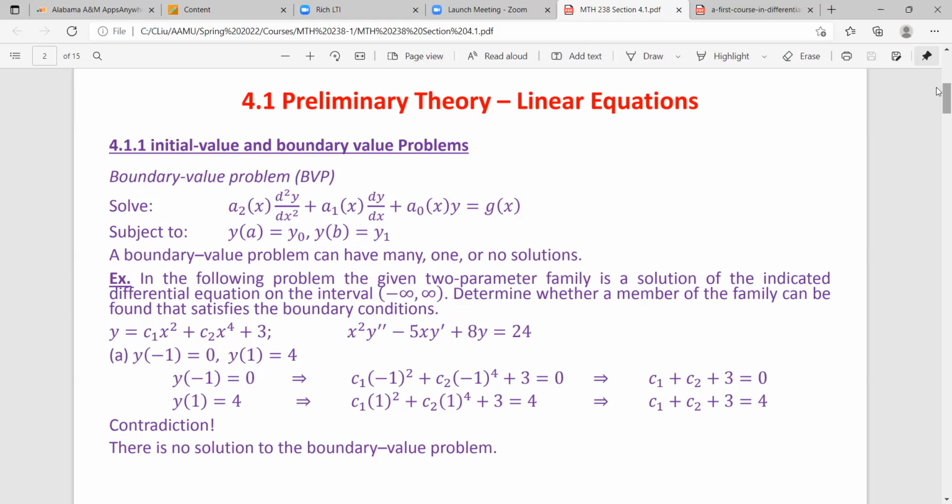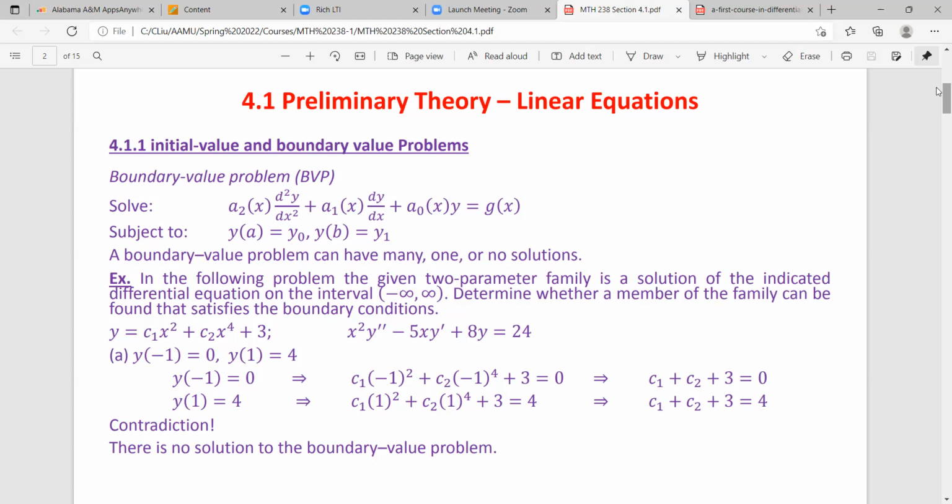You can see the condition is different from the initial value problem, because in the case of an initial value problem, you give the value of the function and the derivatives of the function at 1 point, x equal to a. But in this case, you are given the function value only, but at 2 different points. You see the difference?